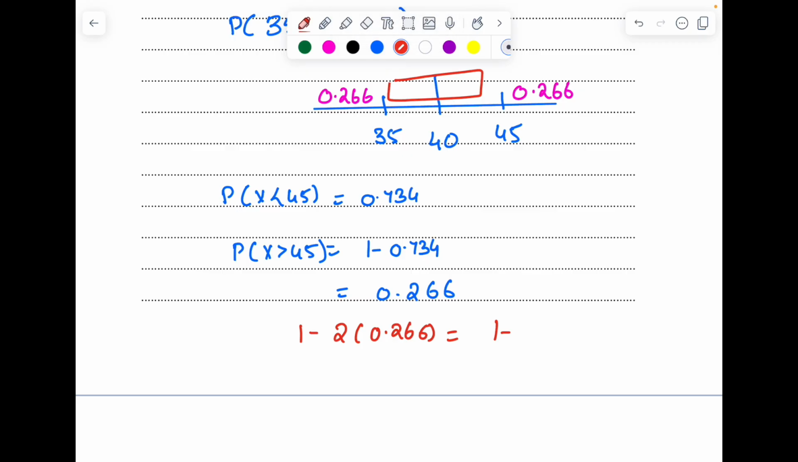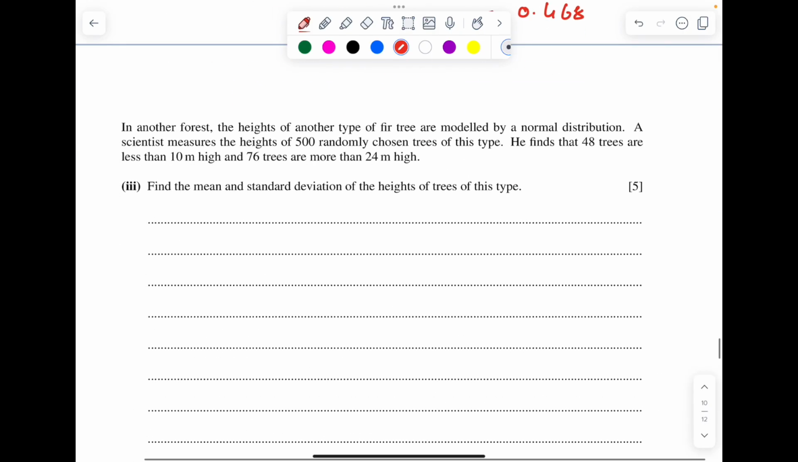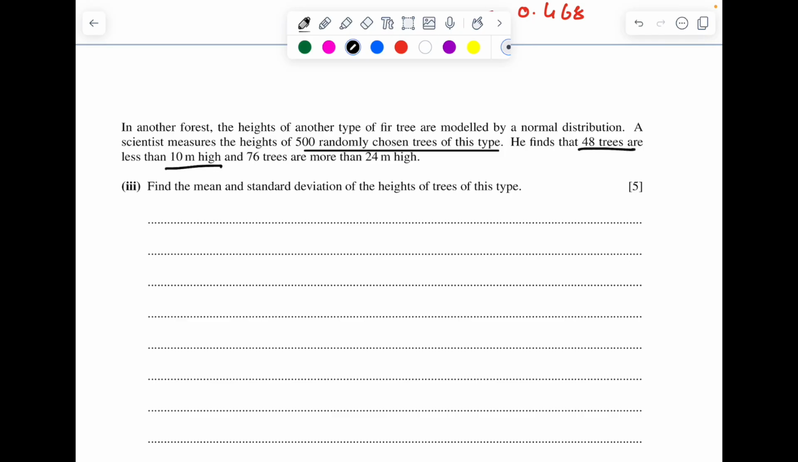0.266 times 2 is going to be 0.532. So subtract it out, it becomes 0.468. That's going to be the answer. In another forest, the heights of another type of fir tree are modeled by a normal distribution. The scientist measures the heights of 500 randomly chosen trees. He finds that 48 trees are less than 10.